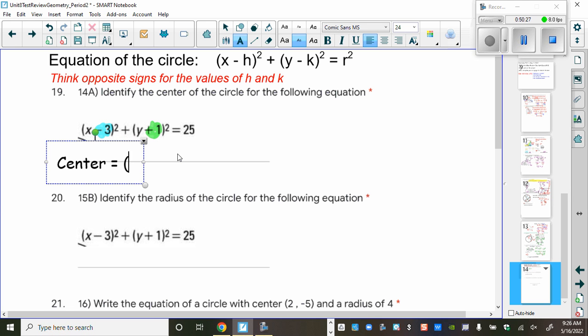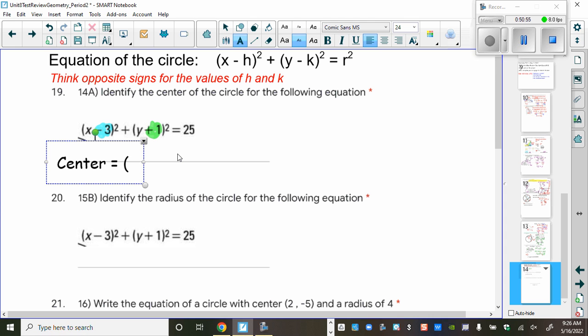So we see the two numbers that are inside the set of parentheses. To get the center of that circle, do we keep the -3 and the +1, or do we change the signs to +3 and -1? So are we keeping or changing? That's the question. Who wants to take a guess?